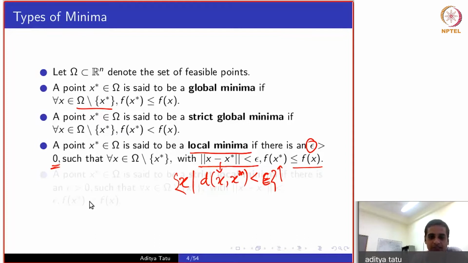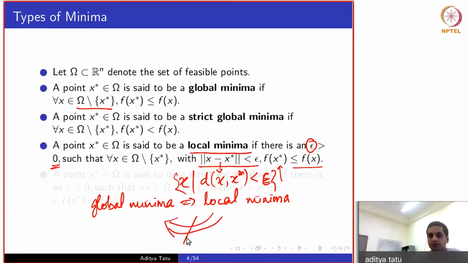Hope you see that a global minima is surely a local minima, but the converse is of course not true. A very simple example: function f, this is x. If I look at this point x star, it is a local minima, because in this region you can clearly see that the value of the function f is the smallest at x star. But the global minima for this function is, let's call it x, and this global minima is surely a local minima. That's what a local minima is.